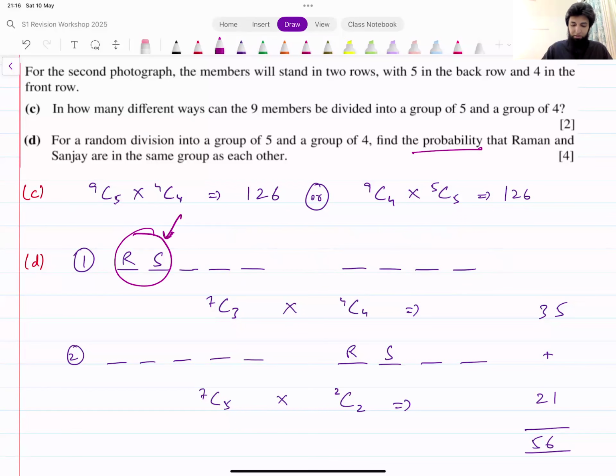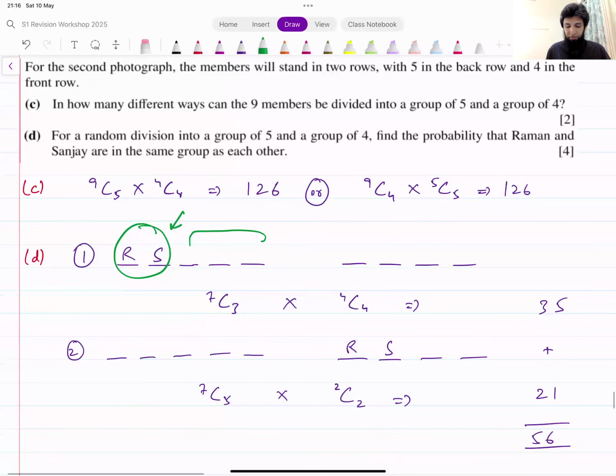Probability that Raman and Sanjay are in the same group as each other. Now we already found the total number of groupings. That's 126. What are the number of groupings that satisfy this condition? So one is in which RS are in the first group. That means for the remaining 3 places, we've got 7 remaining people, 7C3, and then the remaining 4 people, 4C4.